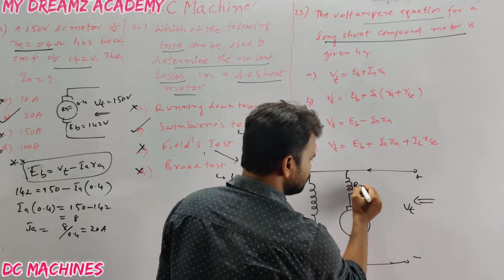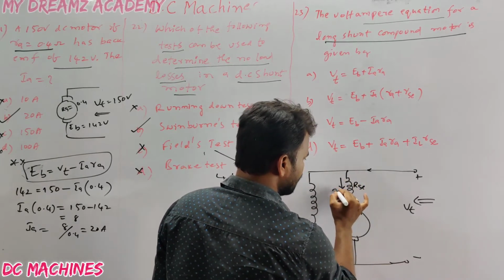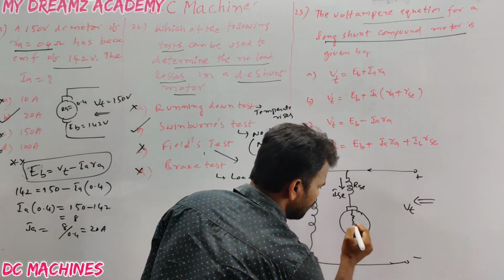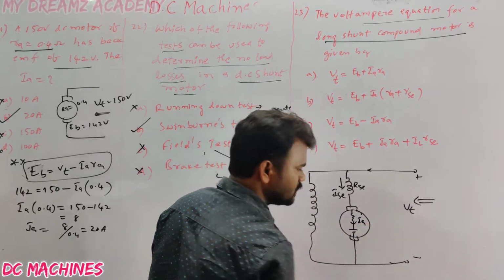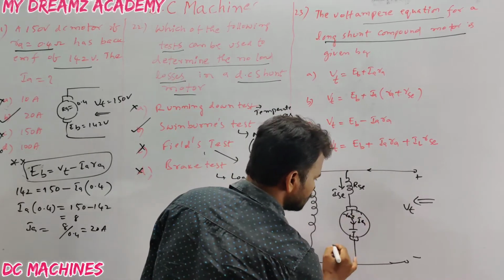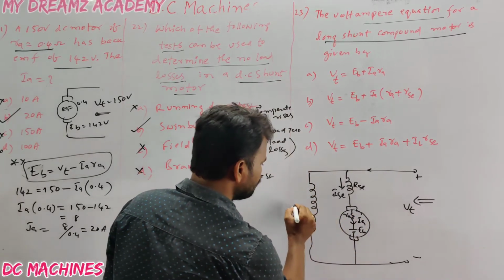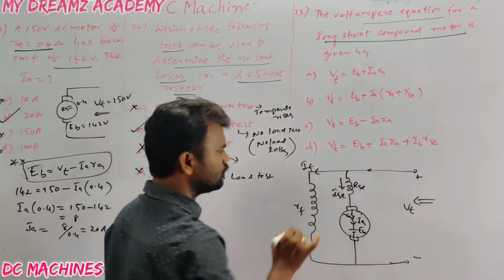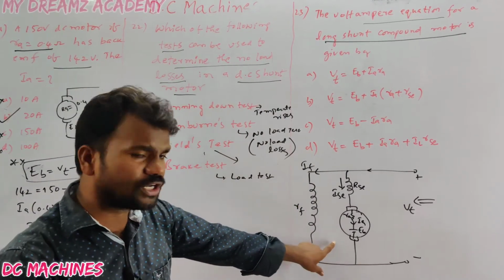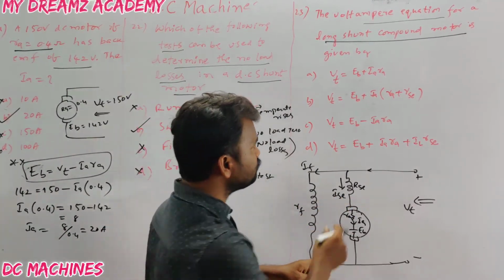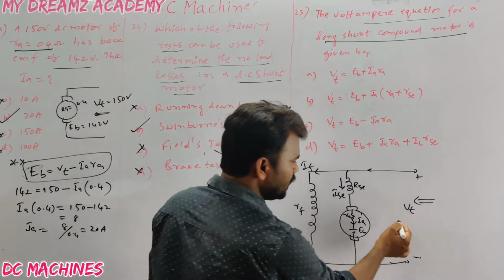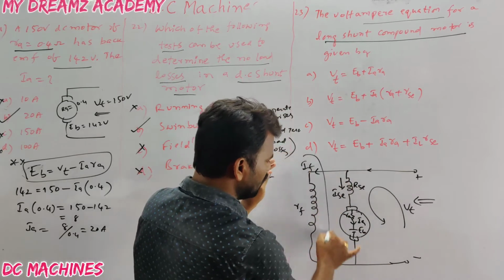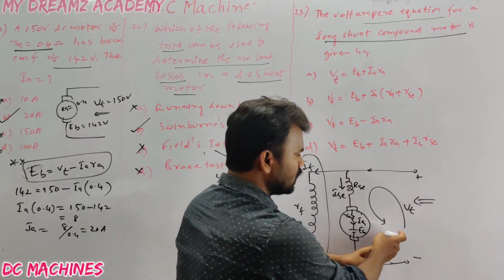Here this is a series field resistance, where the series field current is flowing, and this one is the armature resistance and back EMF. Here the armature current is also flowing. Here the field resistance Rf and the field current is flowing. This is our long shunt DC compound motor. For this we have to write only the voltage equation, for this loop only. No need to consider the field winding. We only consider this part.